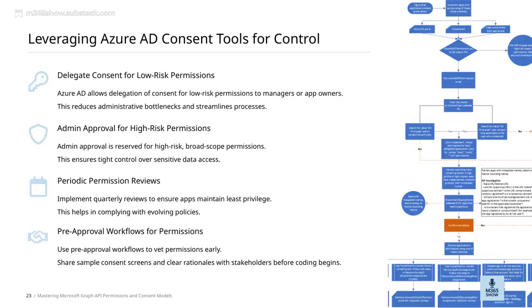When it comes to high-risk or broad-scope permissions, admin approval should be reserved for those cases. This adds an extra layer of control over sensitive data and helps prevent accidental overreach. For lower-risk permissions, Azure AD offers the ability to delegate consent to managers or app owners. This delegation reduces administrative bottlenecks and makes the process more efficient, especially for permissions that pose less risk. Overall, these tools and strategies give us a solid framework to balance security with agility, aligning perfectly with our goal of maintaining control without hampering productivity.